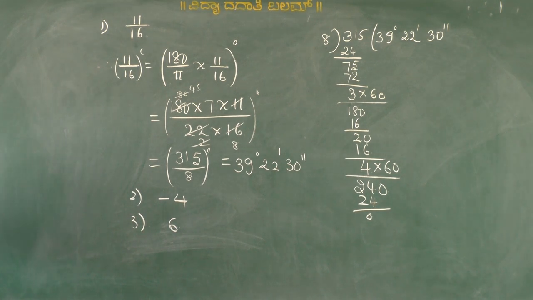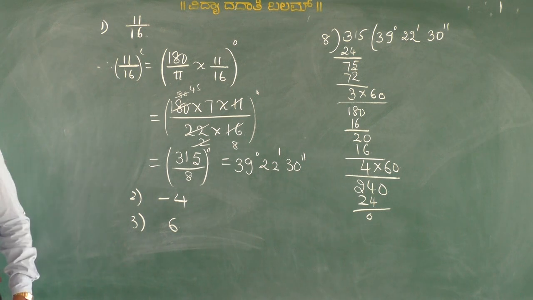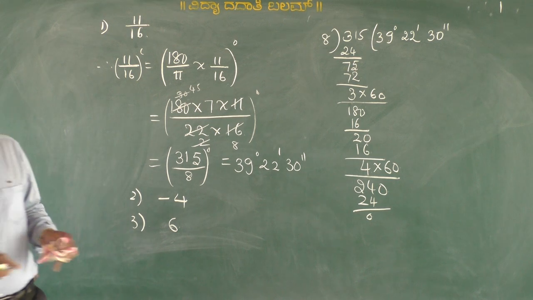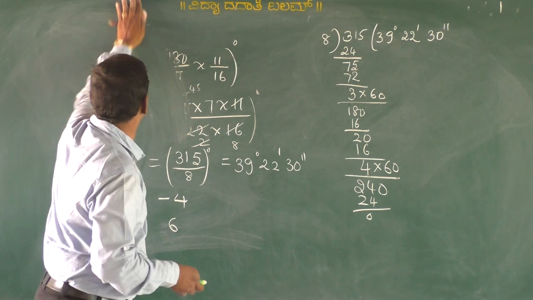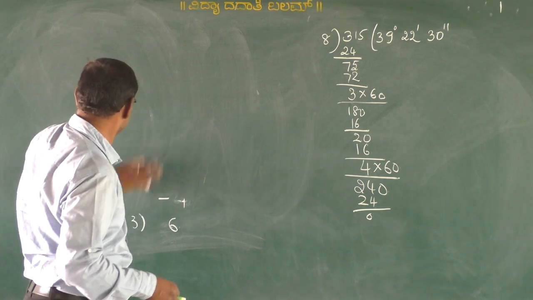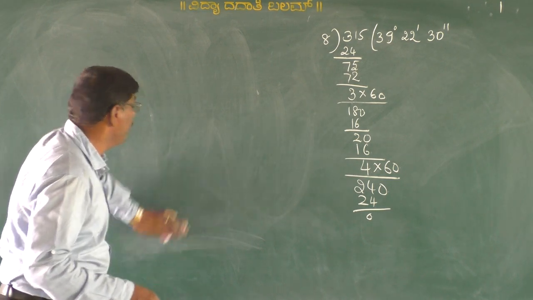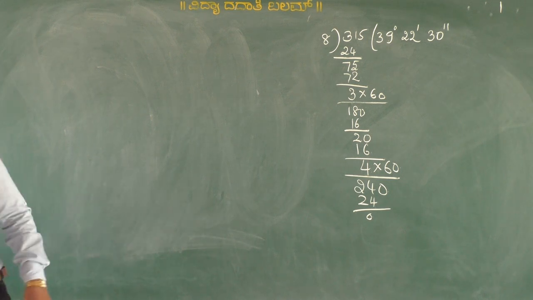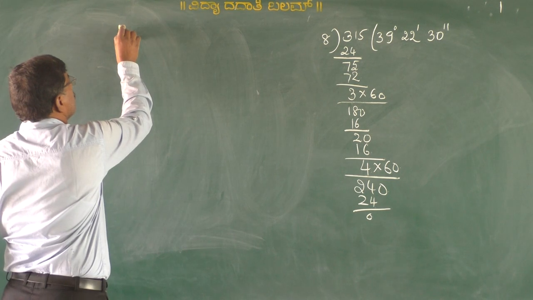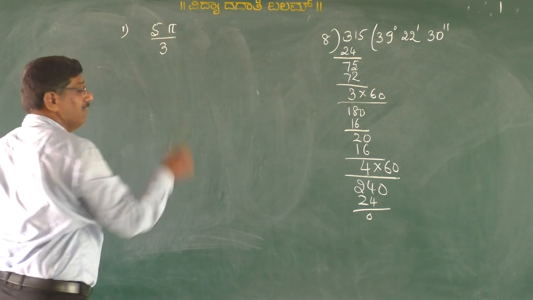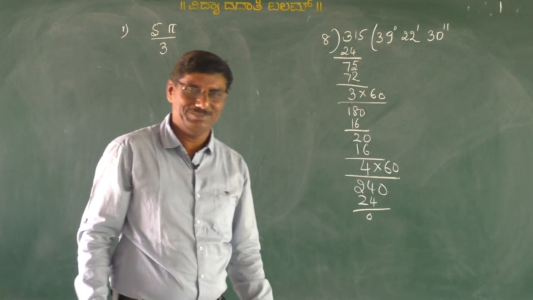Next one is the conversion of radians measure to degree measure. If we give one like this, my dear students, another problem here. If he gives one like this, how, sir? That is the 5 pi by 3. 5 pi by 3. This is the easy method.